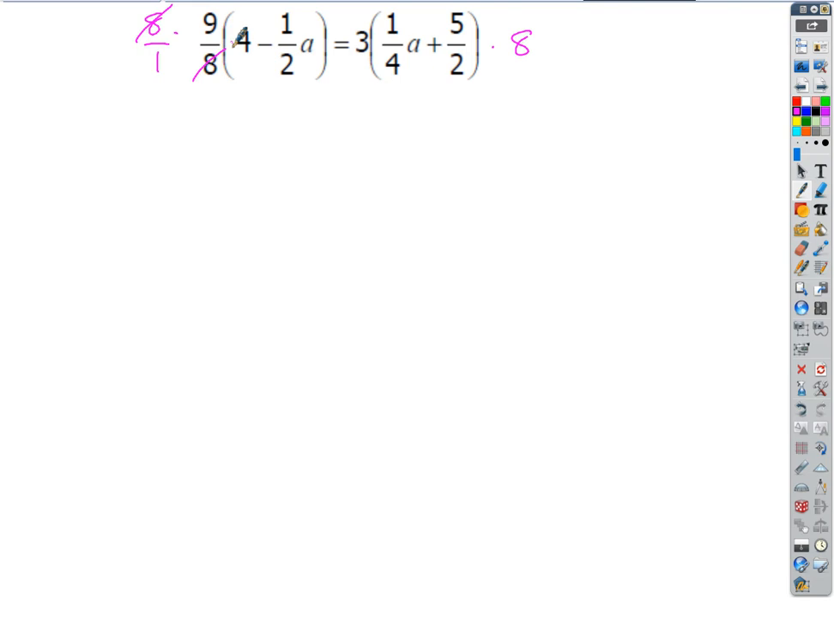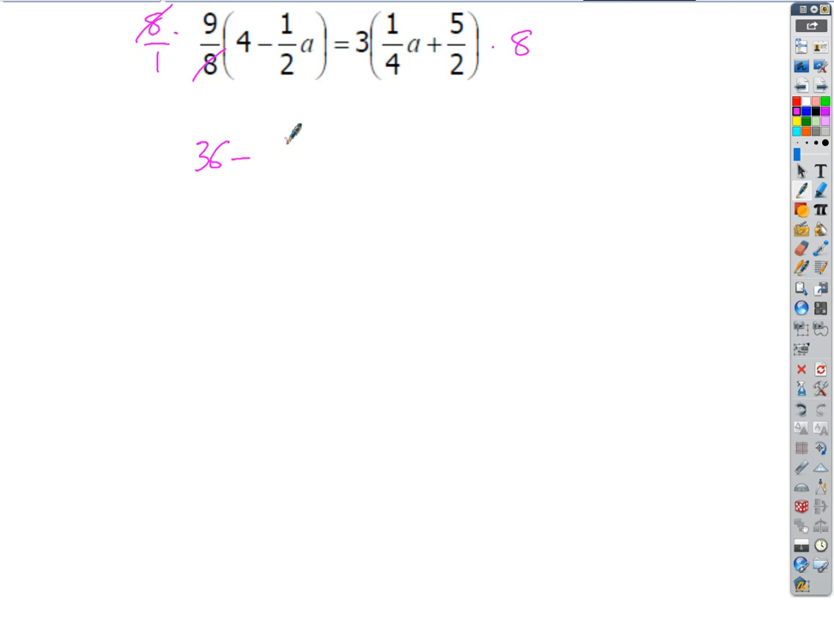So if I distribute the 9, what am I going to get? 36 minus... well, what's 9 times 1/2? Okay, but we don't want to do mixed numbers ever. We're done with mixed numbers for the rest of your life. You're never going to do mixed numbers. Now we just want improper fractions.